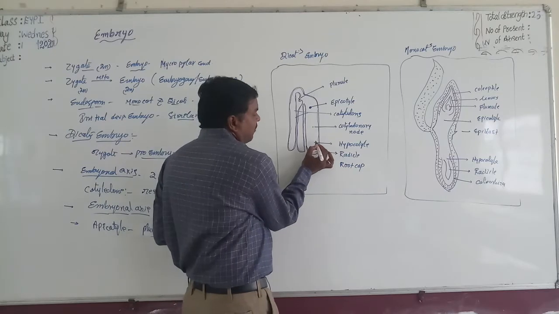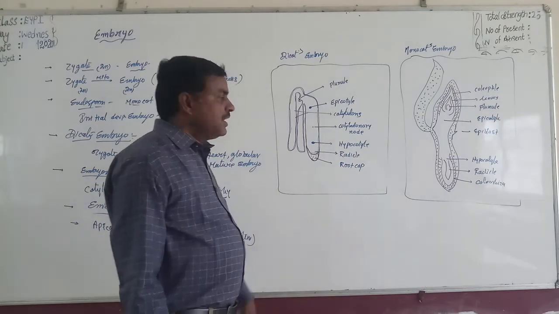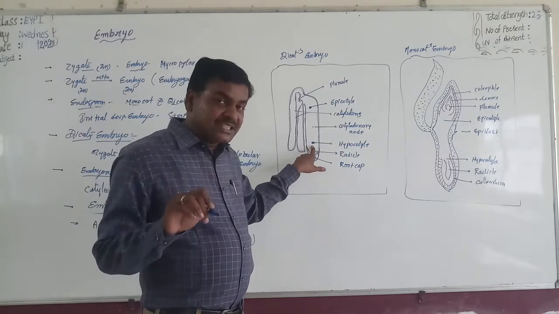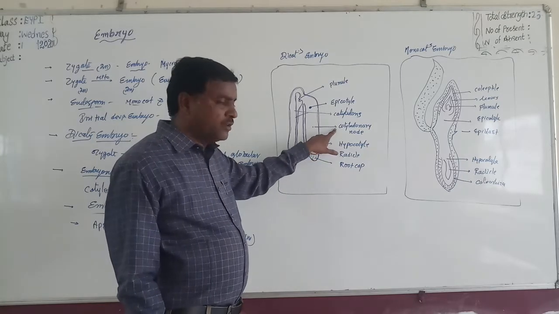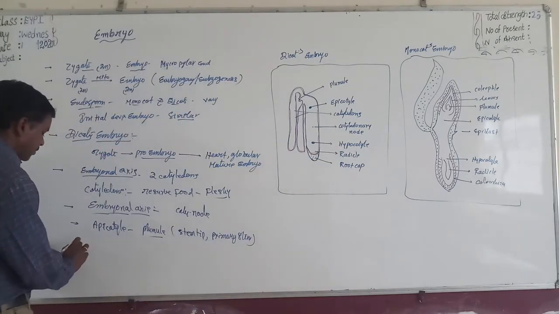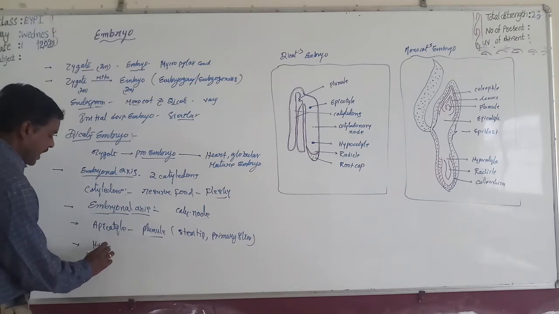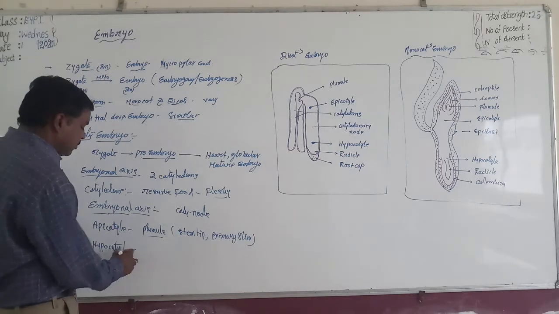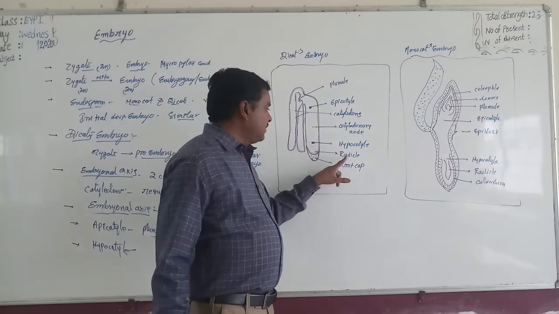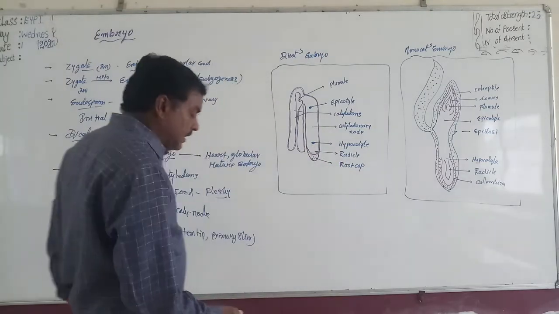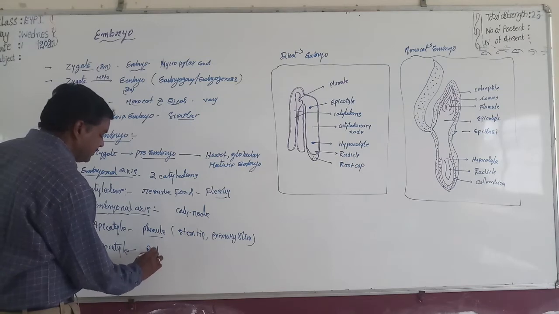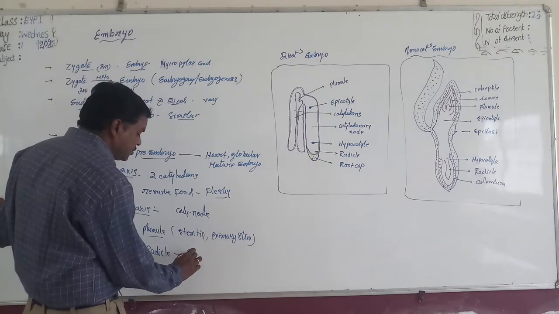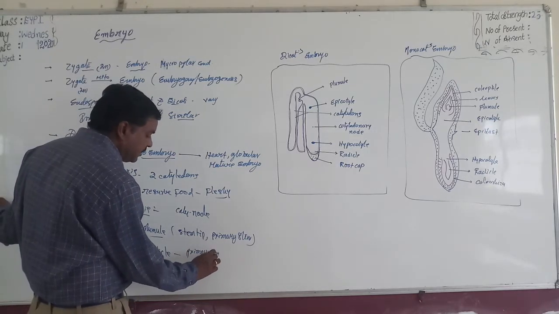Similarly, the point of the embryonal axis present below the cotyledonary node is called the hypocotyl. Very, very important. Hypo means lower. This hypocotyl terminates into the radicle. Radicle means the primary root.